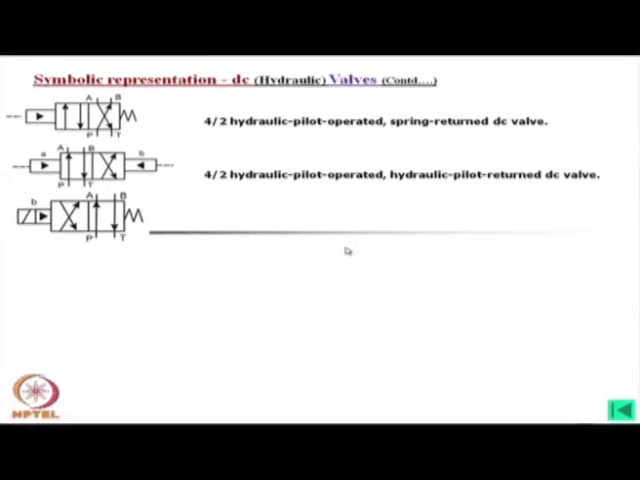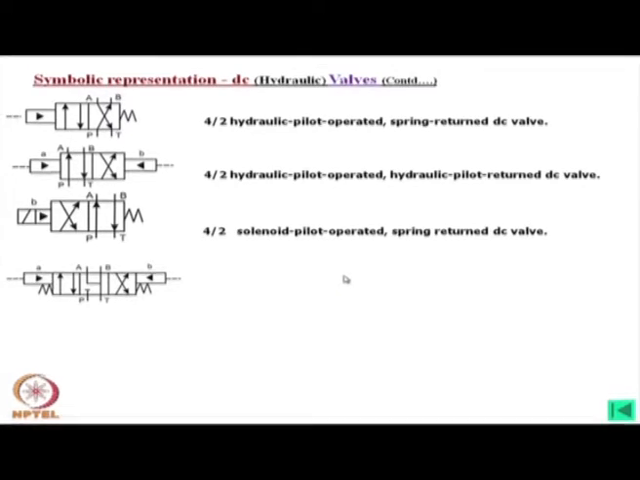Now, this is another valve. In this case, the first one and this third one are the same, but instead of this signal line, we find another block with an inclined slash. The name of this valve is 4/2 solenoid pilot operated spring return DC valve. This is spring return, the first one and the third one are also spring return, so this feature is the same. Instead of the hydraulic signal in the first one, here there is an electrical solenoid to operate this side.